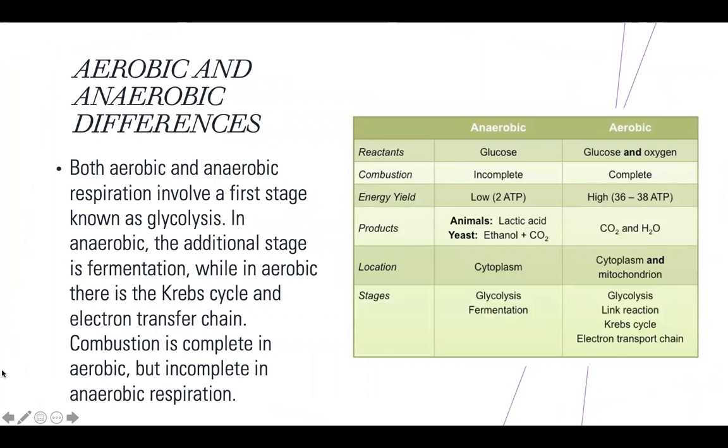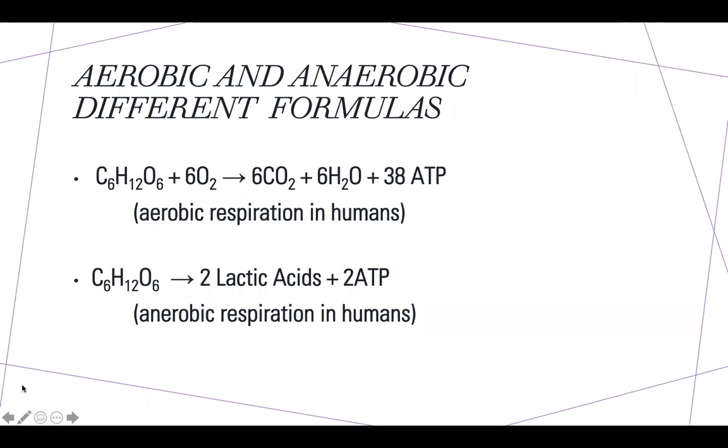The differences between aerobic and anaerobic respiration. Both anaerobic and aerobic respiration involve a first stage known as glycolysis. In anaerobic respiration, the additional stage is fermentation, but in aerobic respiration, there's the Krebs cycle and electron transport chain. Combustion is complete in aerobic respiration, but incomplete in anaerobic respiration. These are the different formulas between aerobic and anaerobic respiration.